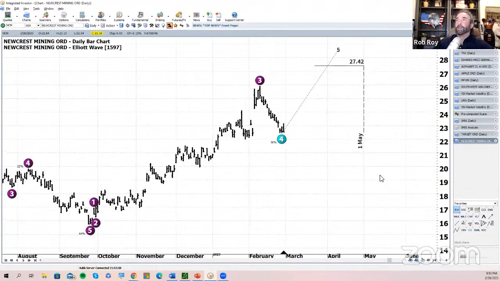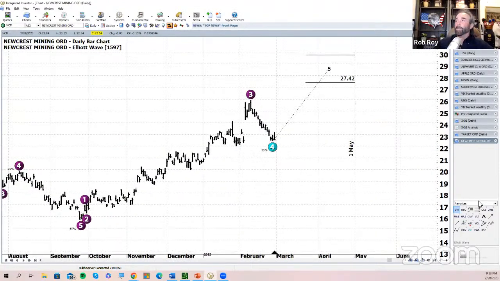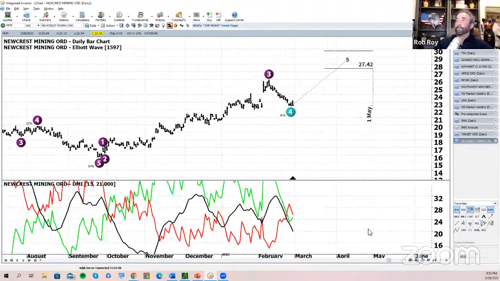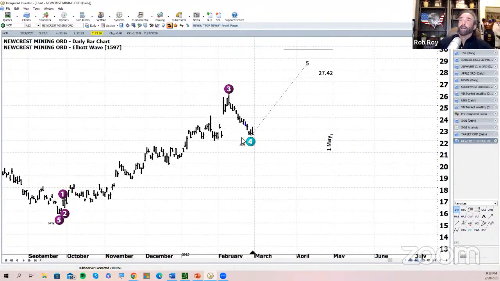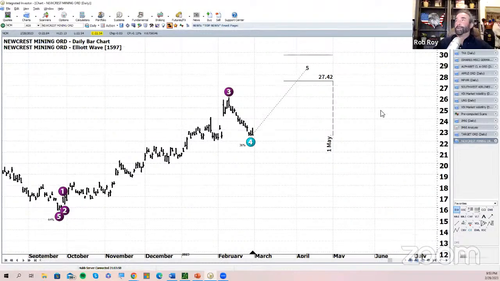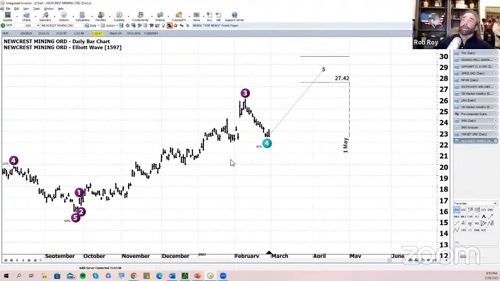Even though it's not a triangle, you can make an argument that ADX is too high. If we had a really low ADX, you could say, well, let's just put a strangle on and let it play out and see which one wins.